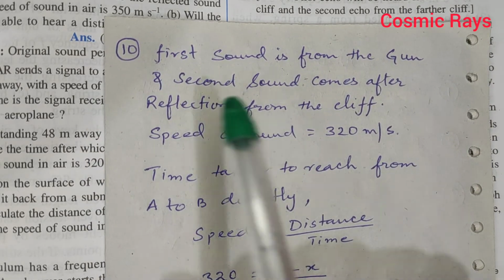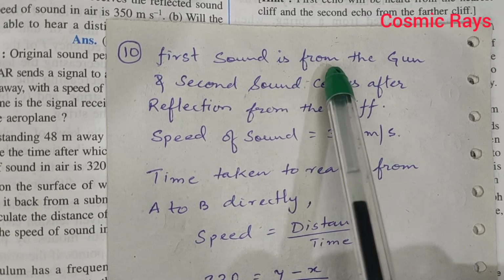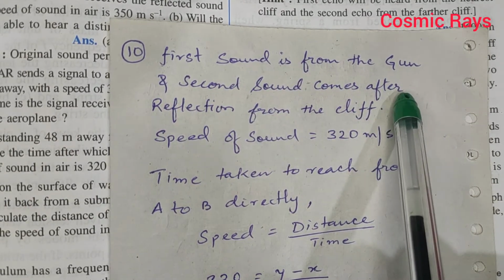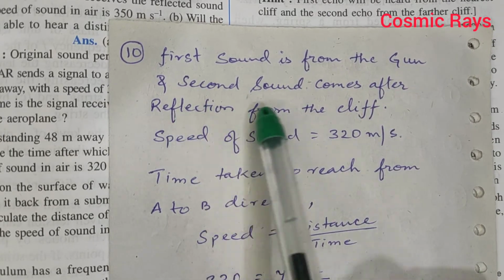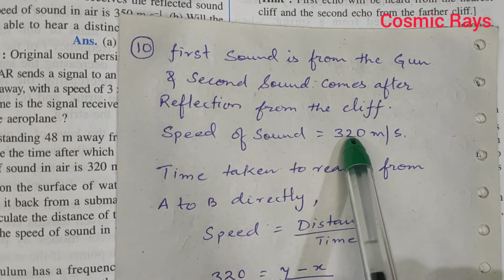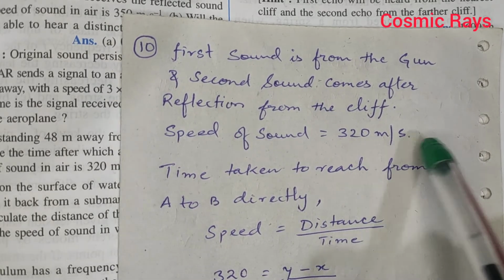Now the first sound that the person will hear is from the gun, and the second sound which he hears comes after the reflection from the cliff. So the speed of sound remains the same in both the cases, that is 320 meters per second.